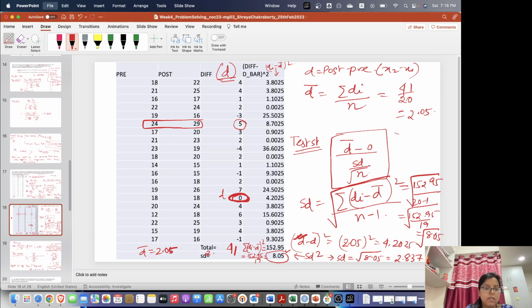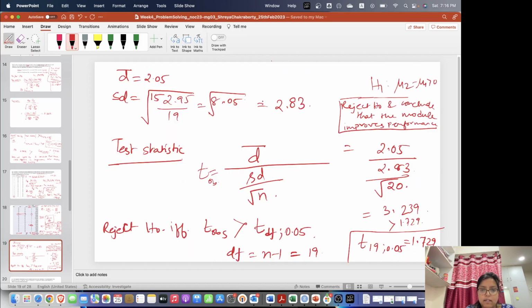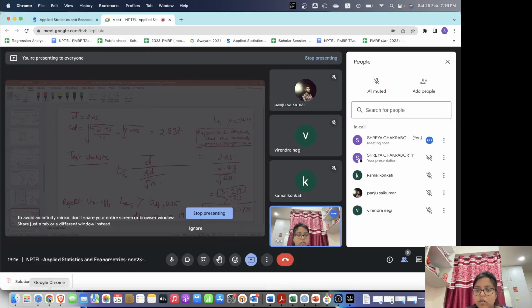So the same thing, we have taken it here, calculated SD 2.837, calculated the observed statistic, which came out to be 3.239, which is greater than the tabulated t value at 5% level of significance and 19 df, n minus 1. And so we are rejecting H naught and concluding that the module is improving performance. Is it clear now? Clear, ma'am. Okay.